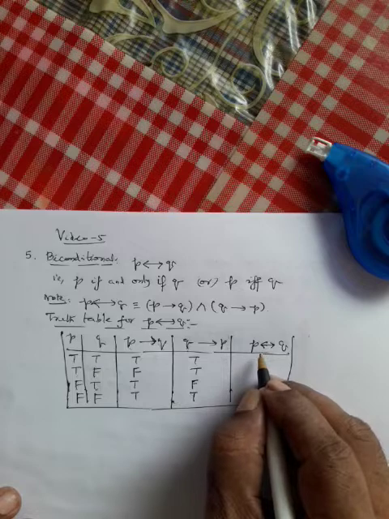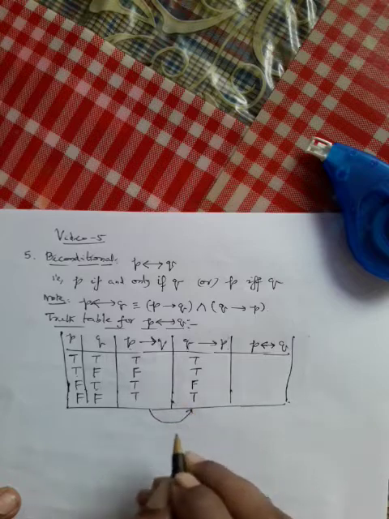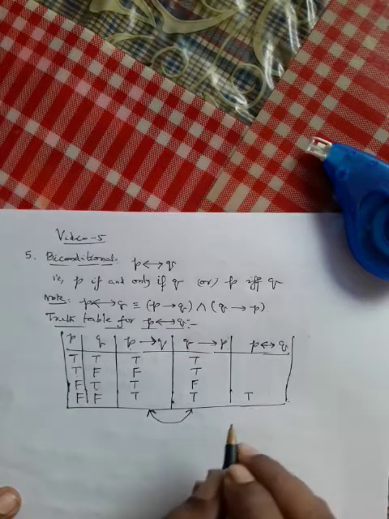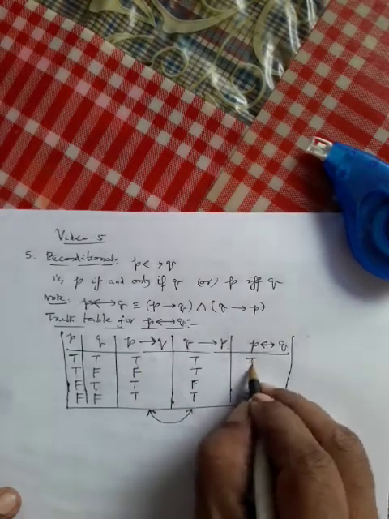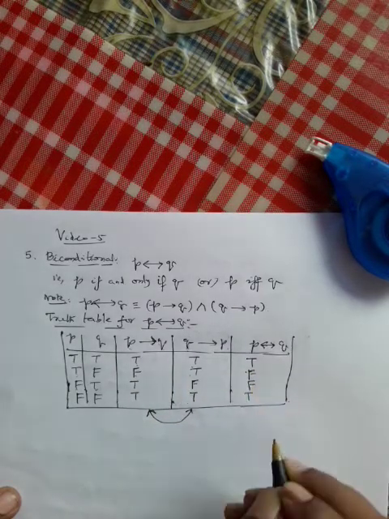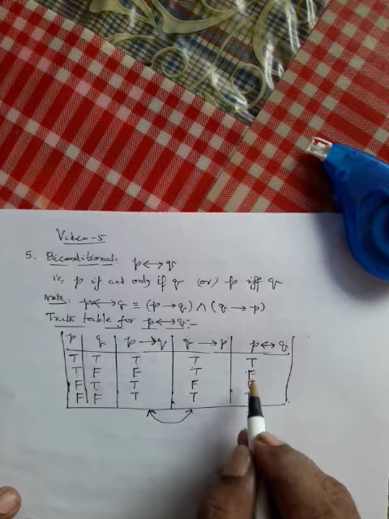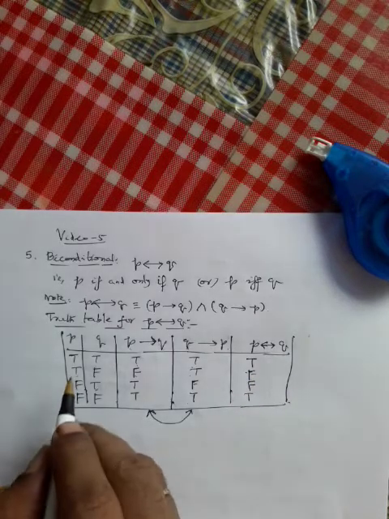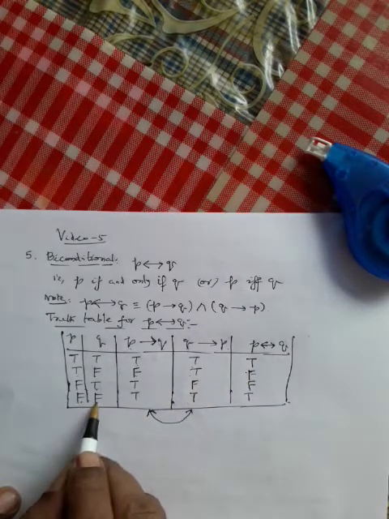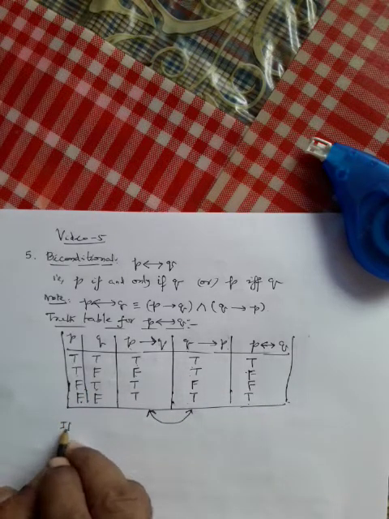Now biconditional means we have to take and for these two columns. And means if both of them are true, then only you will get true. Here both are true, so you get true. If one of them is false, it is false. Therefore, the truth table for P if and only if Q is true, false, false, true. When both are true, the biconditional is true. Both are false, biconditional is true.